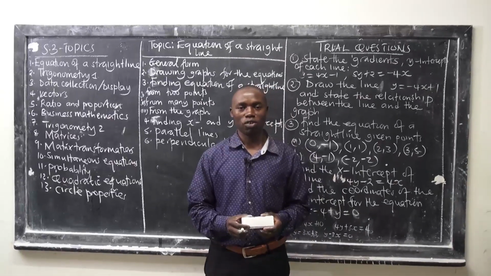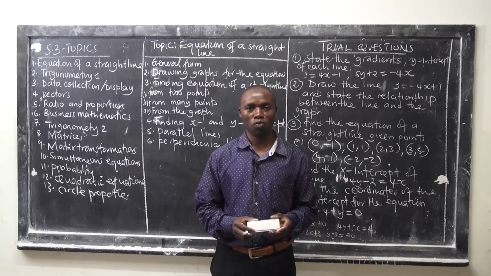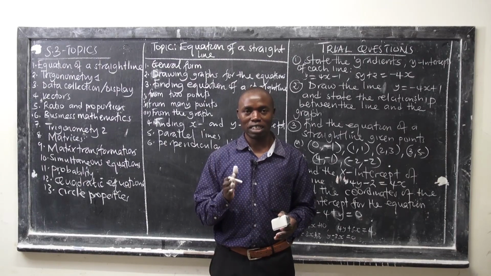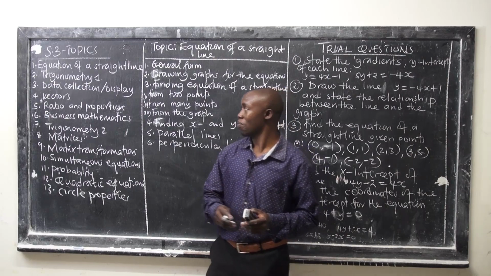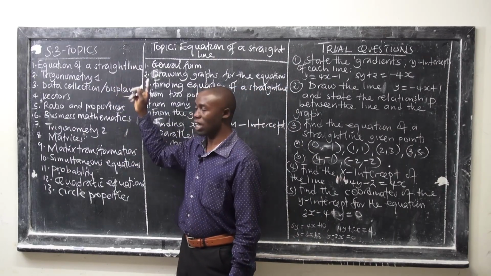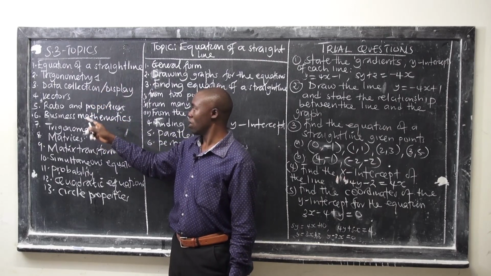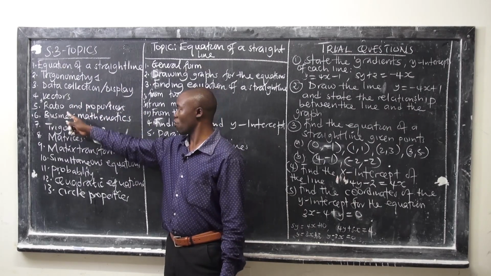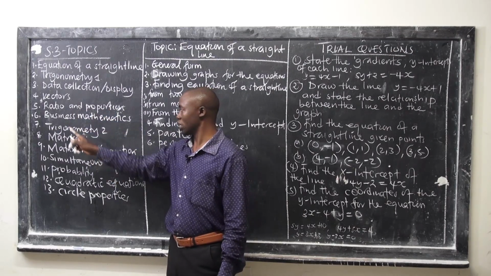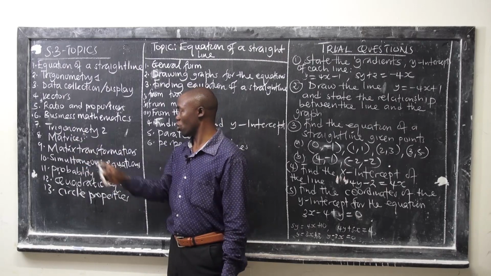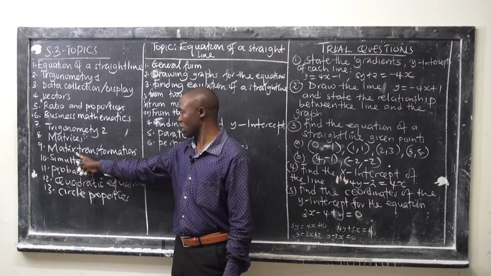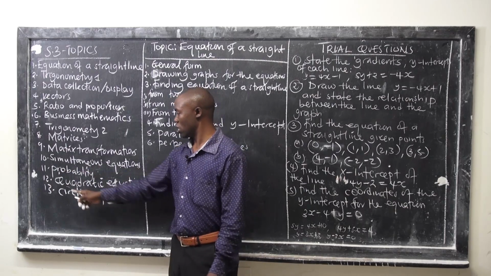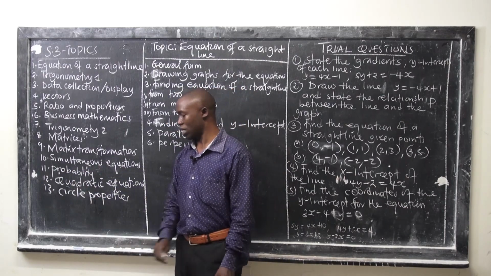Now I'm going to take you through math for senior 3 or form 3, and it is a series. I'm taking you through the 13 topics of senior 3, which are going to take you through equation of a straight line, trigonometry 1, topic 3 as data collection and display, topic 4 as vectors, topic 5 ratio and proportion, topic 6 business mathematics, topic 7 trigonometry 2, topic 8 matrices, topic 9 matrix transformations, topic 10 simultaneous equations, topic 11 probability, topic 12 quadratic equations, topic 13 circle properties.